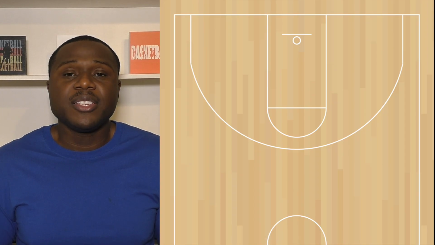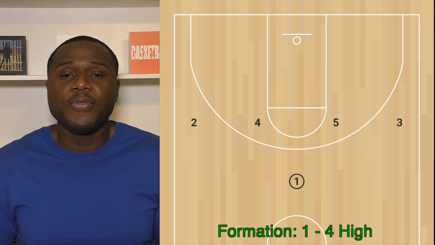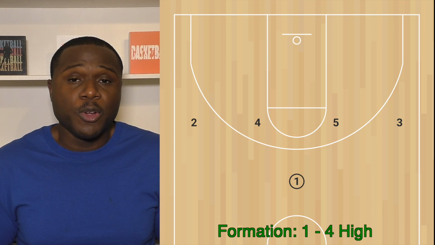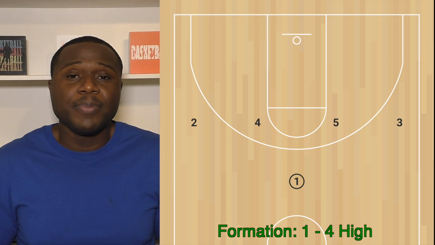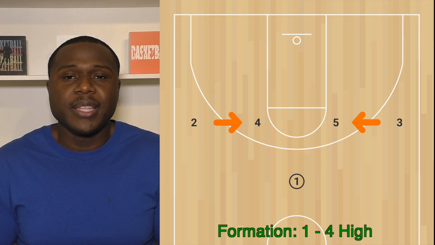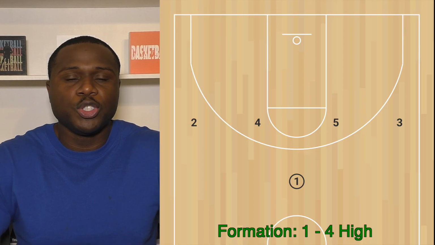So next offensive formation you have is the 1-4 high. So that's where you have your point guard, or the one up top, 2 people on the wings, 2 people on the elbows, and they should be forming a straight line across, free throw line extended.